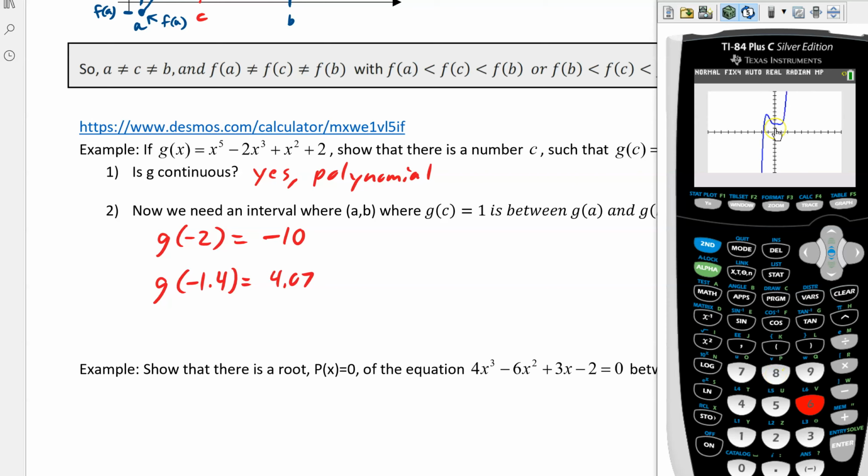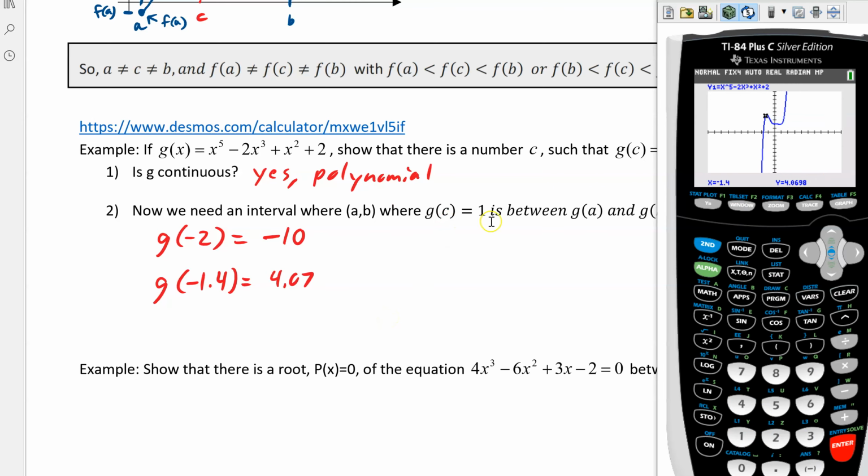And so you can see there's a 1. And so right in here is a 1. So it's between negative 2 and I could even say negative 1. But I've already picked the two numbers. So my x between negative 2 and negative 1 would give me that 1 that I need for the y value. So if I go trace negative 2 and hit enter, it tells me my y value. Trace negative 1.4, it tells me my y value, 4.07.